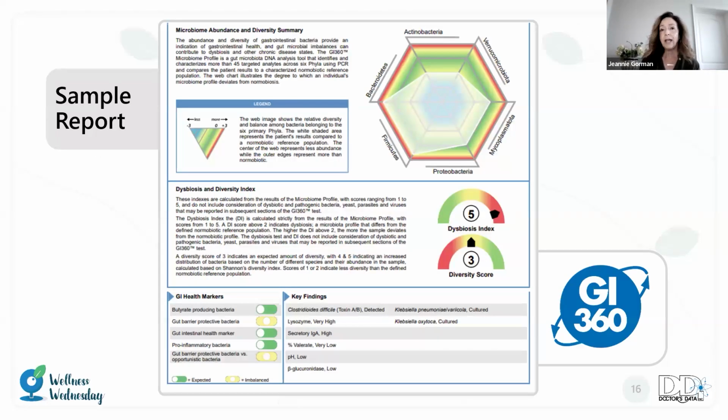So this is a sample report that we're going to run through. I'm just going to touch on this first page. This is the summary sheet, I like to call it, of the entire test. This section is going to be below the patient's information on the test, this first page. 3 out of the 4 of these sections listed here all refer to the beneficial microbiome: the hexagon shape, the dysbiosis index score, the diversity score, and the GI health markers. They're all in reference to just the beneficial microbiome. And then there is a key findings section at the bottom. So let's go through those.